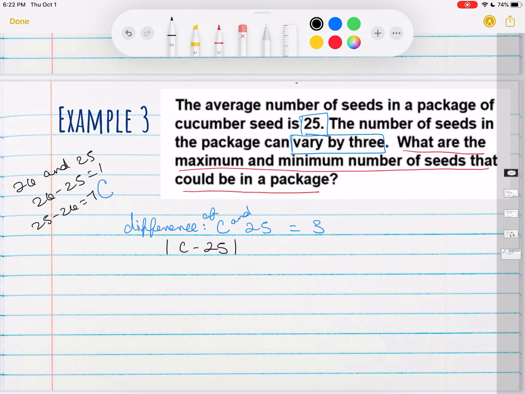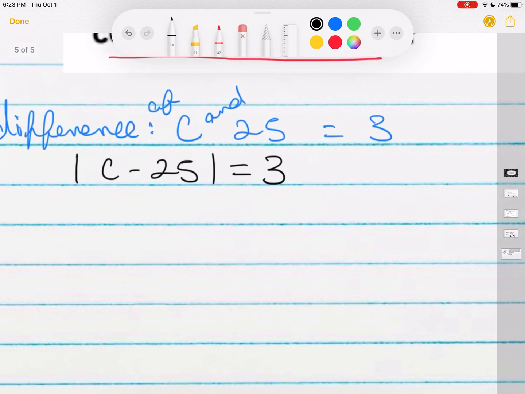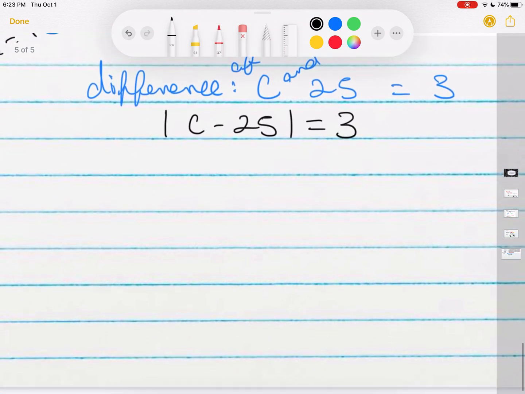Another reason why we do that is we don't know if C is greater than or less than 25. Usually when they tell you to find the difference, you do the higher number minus the lower number. But in this case, we don't know if C is higher or C is lower. So we take the absolute value, because then we're going to get out a positive difference. So we know their difference, the absolute value of C minus 25, is equal to 3. Now I have an absolute value equation I can solve.